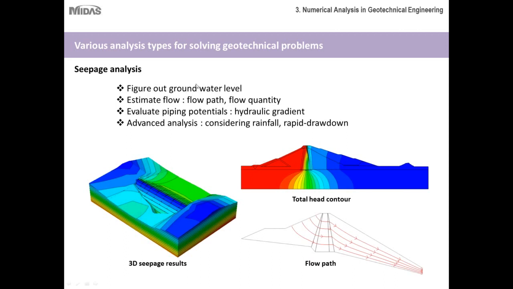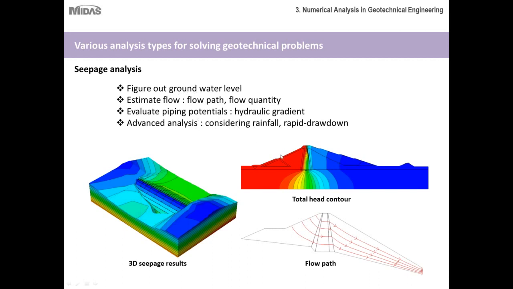And then seepage analysis. So here we have just a couple of pictures of some result model files for a seepage project. So here's an embankment that shows how the total head changes from one side of the dam to the other. And then also 3D seepage results and flow paths. So with seepage analysis, you can figure out the groundwater levels and flow paths. You can account for rainfall.